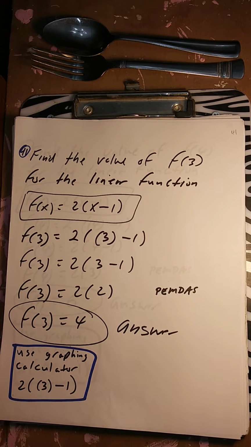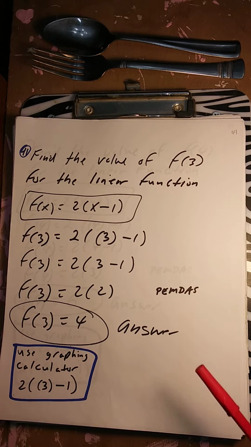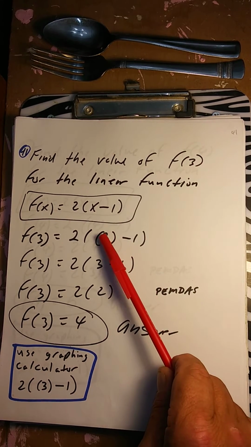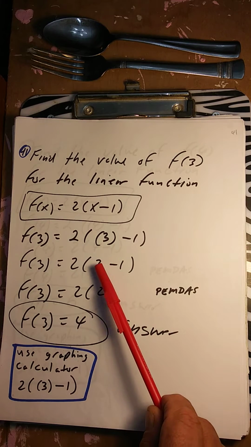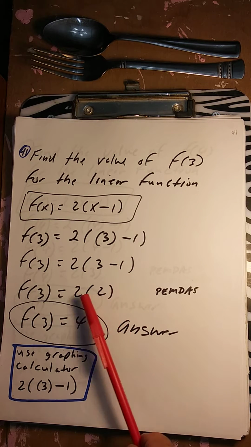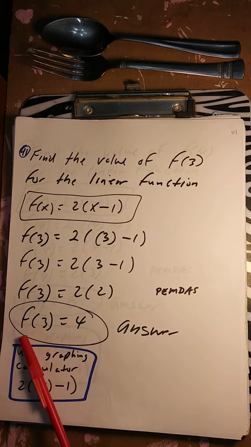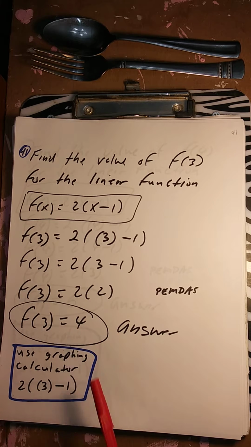Find the value of f of 3 for the linear function. F of x equals 2 parentheses x minus 1. Put the number in there, 3. Let's take parentheses off. So 3 minus 1 is 2. And 2 times 2 is 4. So f of 3 for the linear function is 4.